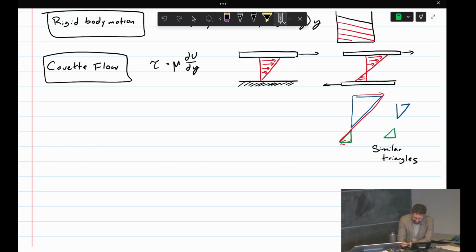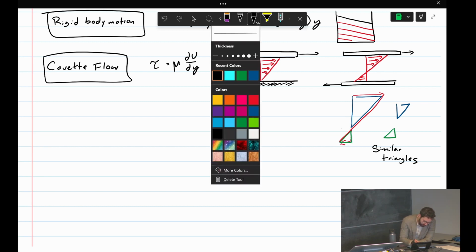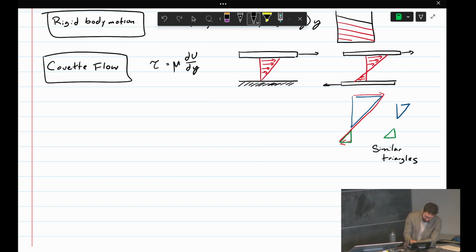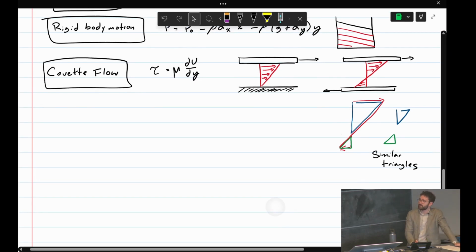Similar triangles means that, for example, the ratio of this vertical to the horizontal on this big triangle is the same as the ratio of the vertical to the horizontal on the smaller triangle. That's how you find the location of the zero velocity. The location is an unknown, but you know your total height has to be this height plus this height. Okay, any questions about the velocity profiles for these Couette flow examples?